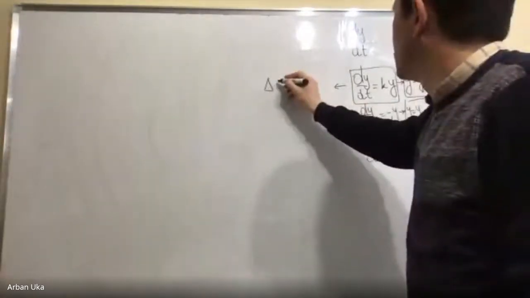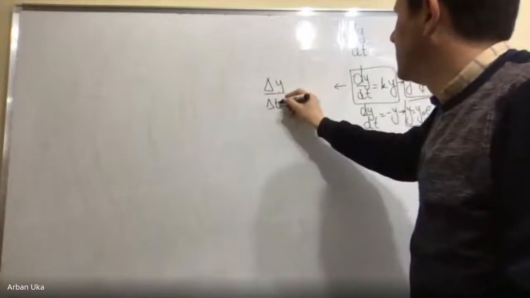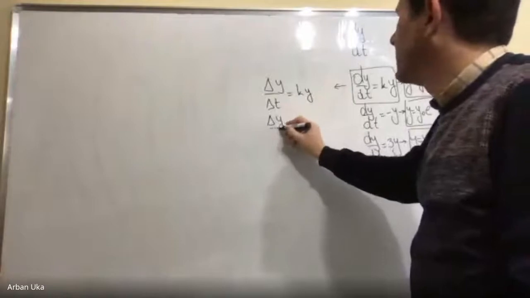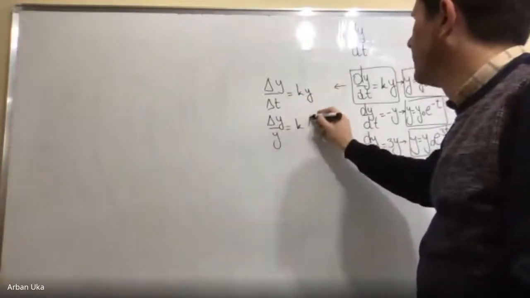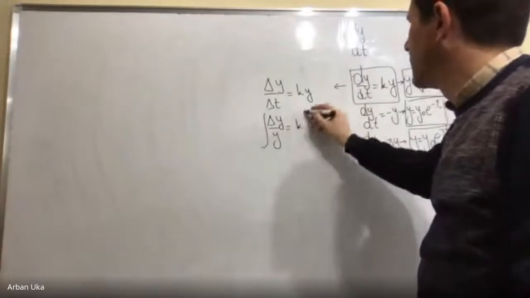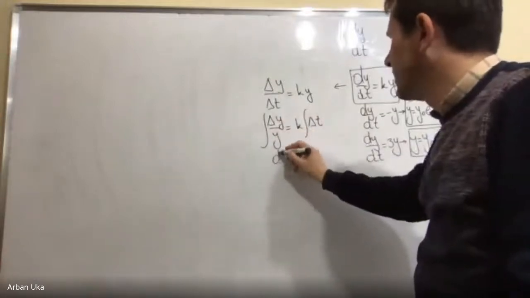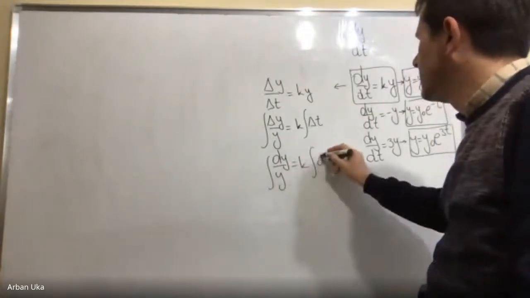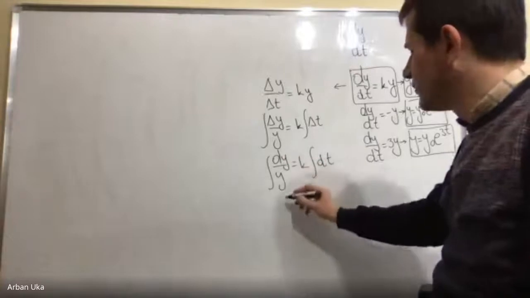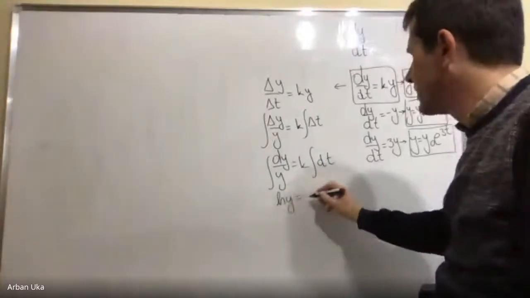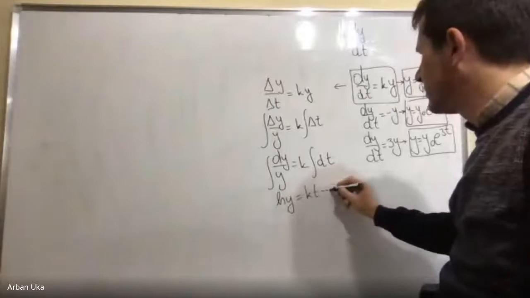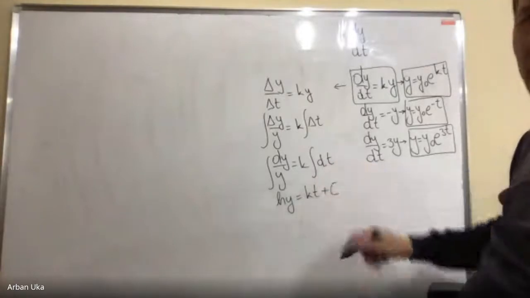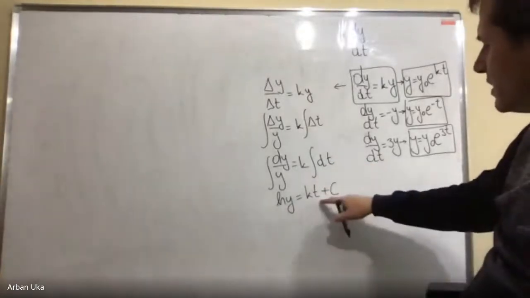We can write this one as delta y over delta t equal to ky. And then delta y divided by y is equal to k times delta t. Then we integrate both sides of the equation, and this delta y, it's better if we write this back as it was, this is k dt. Now, the integral of dy over y is the natural logarithm of y, and this is kt plus some constant c, because the integral and the differential are inverse operations of each other. So that's why we get kt.